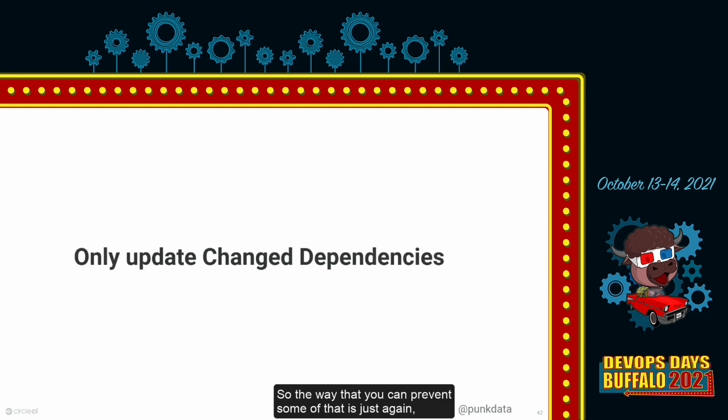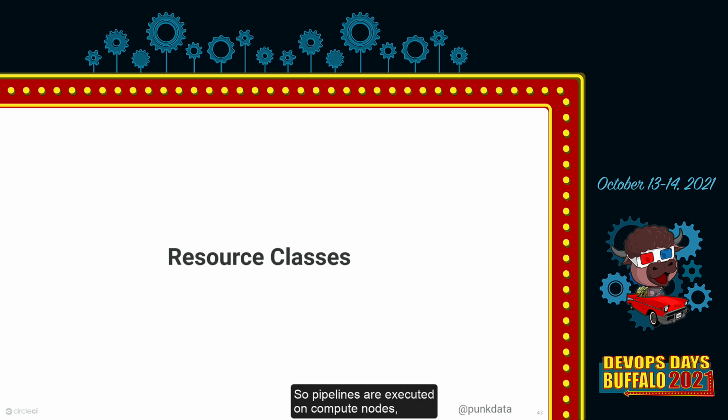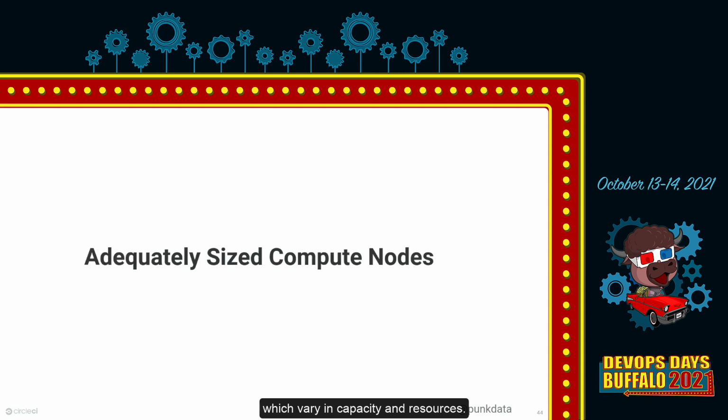So the way that you can prevent some of that is to understand how caching works within that platform, and then only update the things that have changed, to avoid downloading all the things and avoid updating the whole cache, the entire cache. All you want to do is upload or update the dependencies that have changed within your application or your stack. So pipelines are executed on compute nodes, which vary in capacity and resources. You want to ensure that compute nodes are appropriately sized for the workloads they're expected to process.